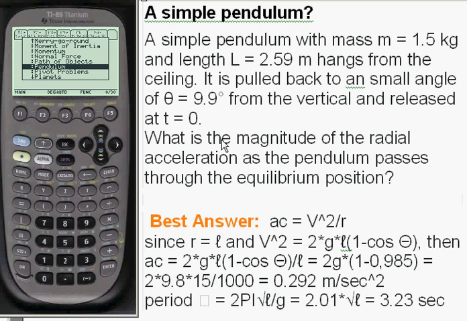Now my system was always to take what's given in the problem and put it over to the right of your test paper: mass equals 1.5 kilograms, length L equals 2.59 meters, and theta equals 9.9 degrees. Now you find out what's being asked for in the problem, and in this case it is radial acceleration. So you'd put a square box around radial acceleration on your test paper.